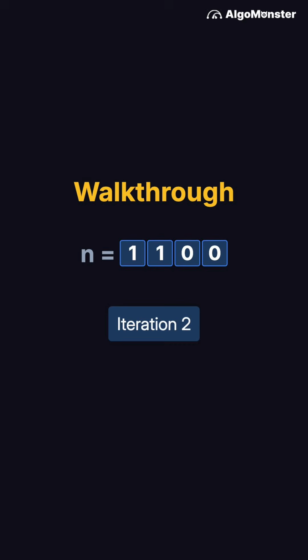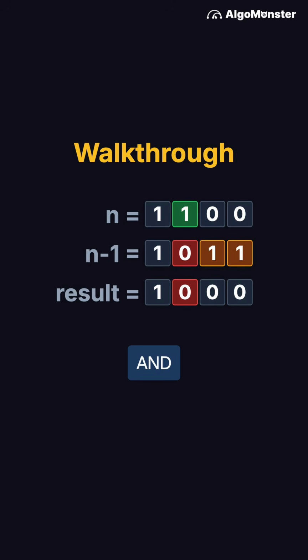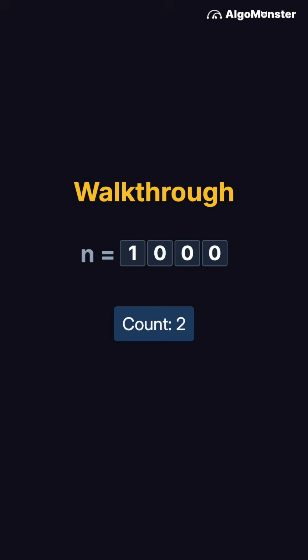Count becomes 1. Second iteration. N is now 1100. Subtract 1. That gives 1011. The rightmost one is now at position 2, so it flips. The 2 zeros below it flip to 1s, and them. 1100 and 1011 gives 1000. Another set bit cleared. Count becomes 2.